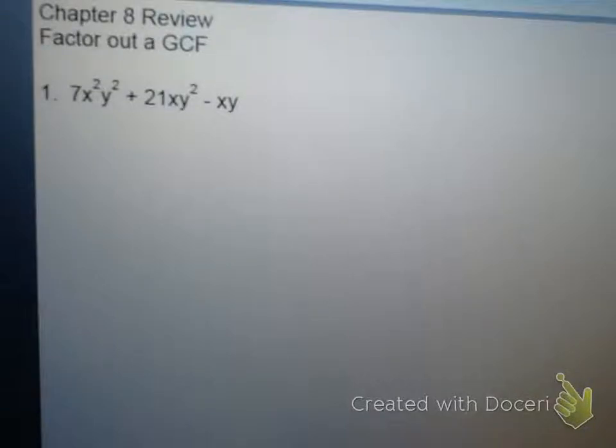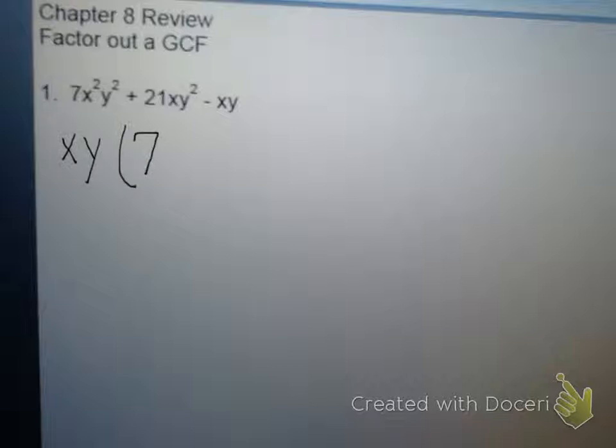This is Chapter 8 review. Number 1, I'm going to factor out a GCF. I have a 7 in the first term and a 21 in the second, but I don't have a number in the third, so I have to go directly to factor out just an x, y.